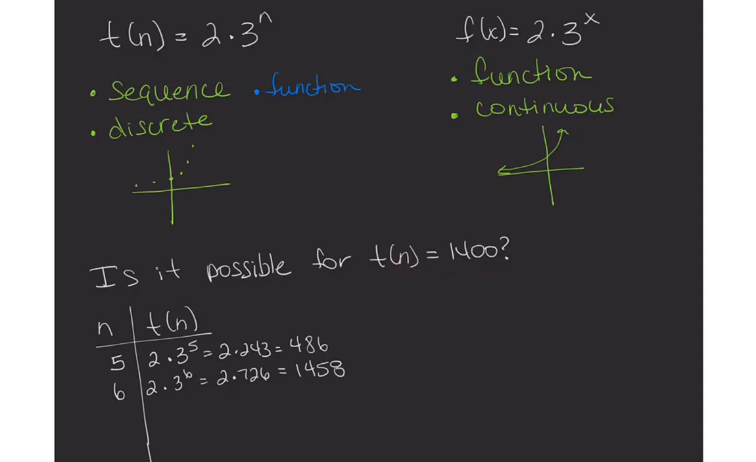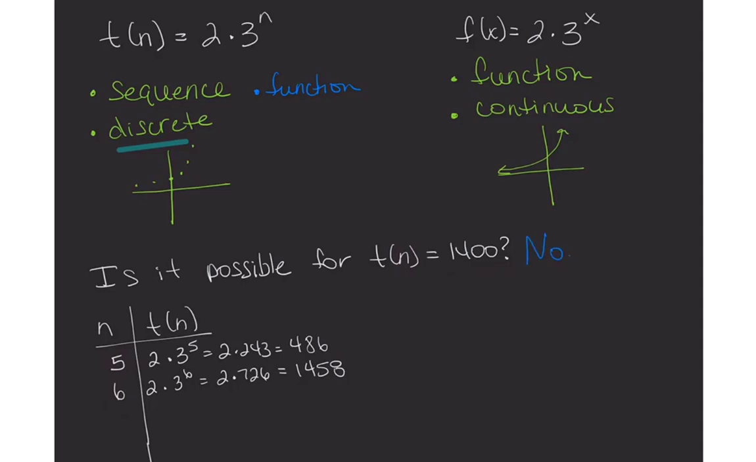Because we know that sequences are discrete, we can either have the 5th or the 6th term in the sequence, and 1400 falls somewhere in between. So in our sequence, is it possible for it to equal 1400? Nope, no, it's not. Right?